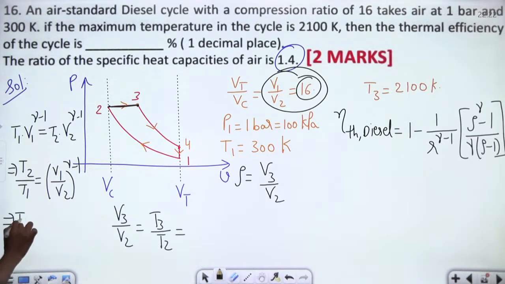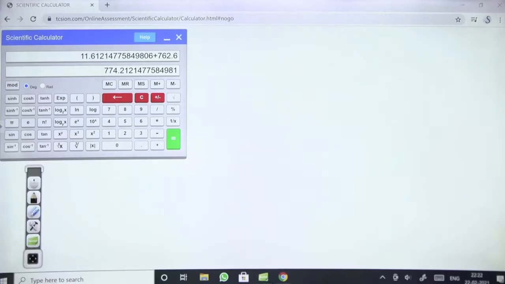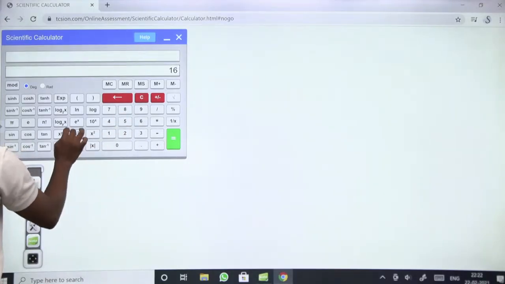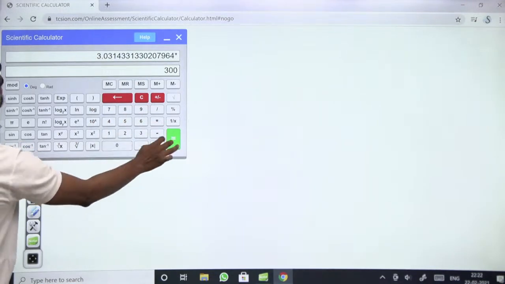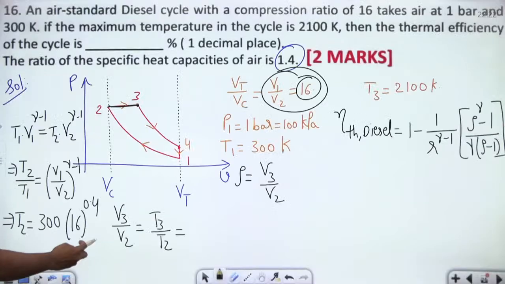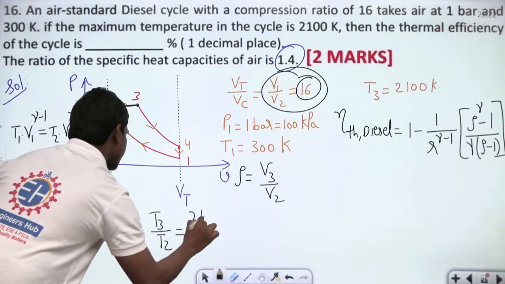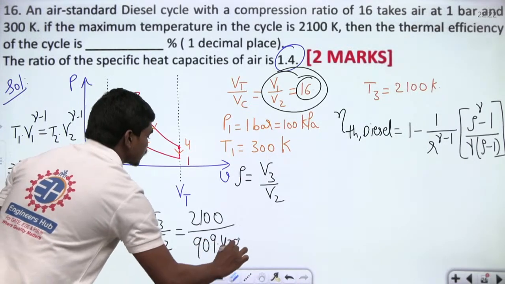So T2 is equal to T1, which is 300 Kelvin, so 300 into 16 power 0.4. This is the value of T2. Let us calculate what T2 is. 16 power 0.4 into 300. So the T2 value is 909.429. Okay, so 909.429 is T2. So 2100 divided by 909.429. This is your cutoff ratio.